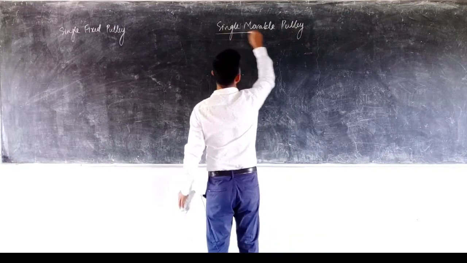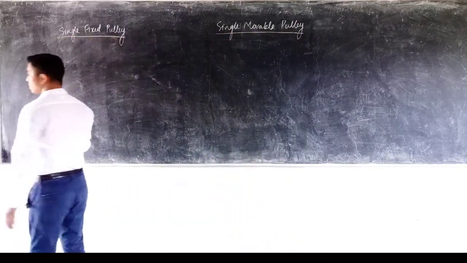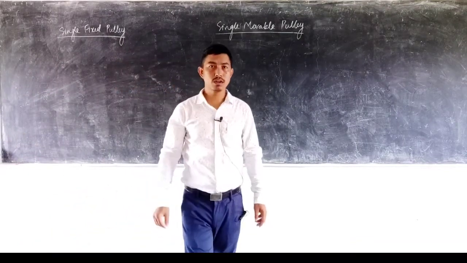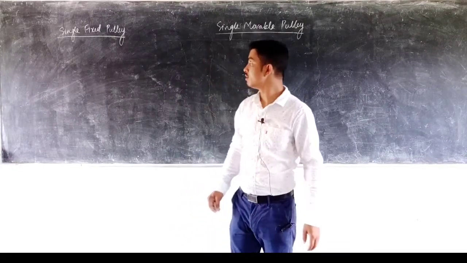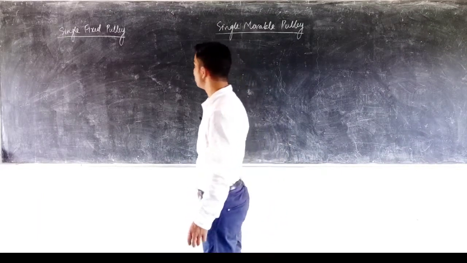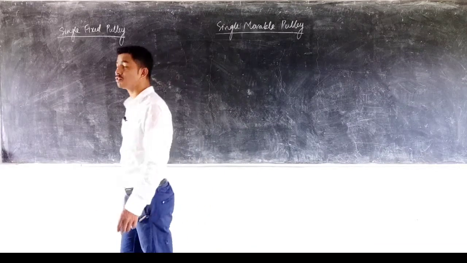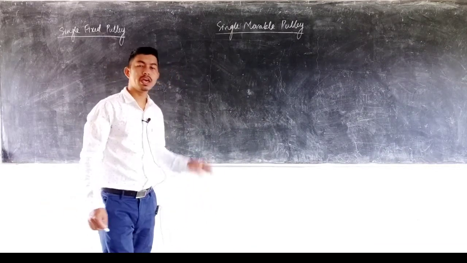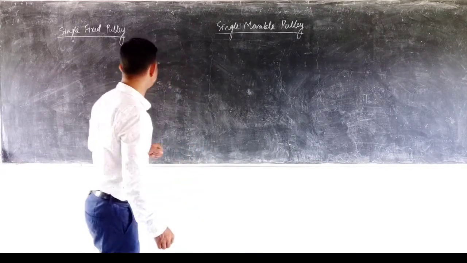So we have a single movable pulley and a single fixed pulley. In your board exams, you might be asked to draw a single movable pulley or a single fixed pulley, and also you will be asked to derive the mechanical advantage, velocity ratio and the efficiency for a single fixed pulley and a single movable pulley. So let us try to draw them and also find the mechanical advantage, velocity ratio and the efficiency.